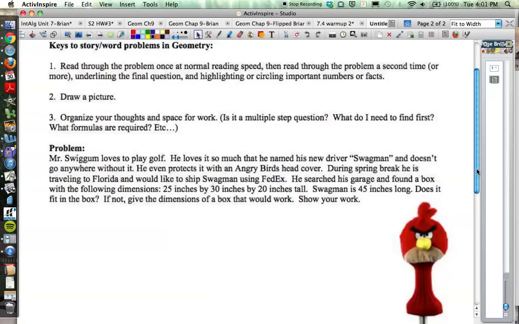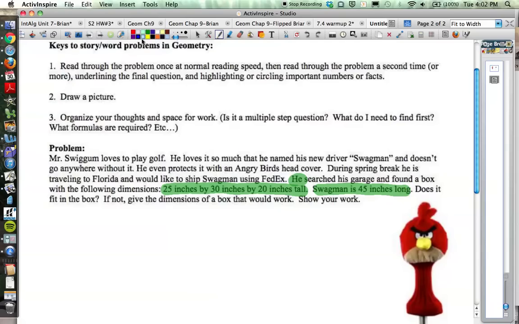Now I'm going to read through it a second time, and let's take a look at highlighting some of the important parts. Most of the first 3 sentences or so sets up the problem, but mathematically, it's not critical. The critical mathematical part starts at about right here. In that sentence, he searched his garage and found a box with the following dimensions. And this is the important mathematical part: 25 inches by 30 inches by 20 inches tall. Swagman is 45 inches long. All right, so those are the important mathematical parts.